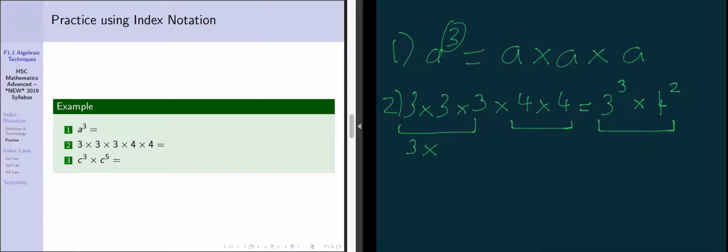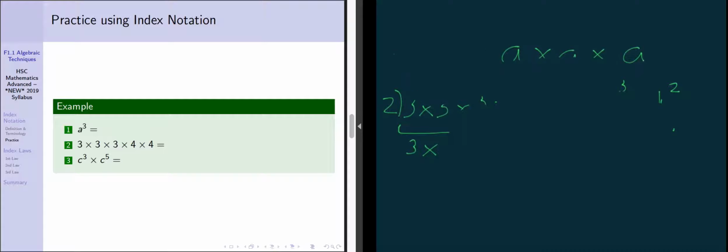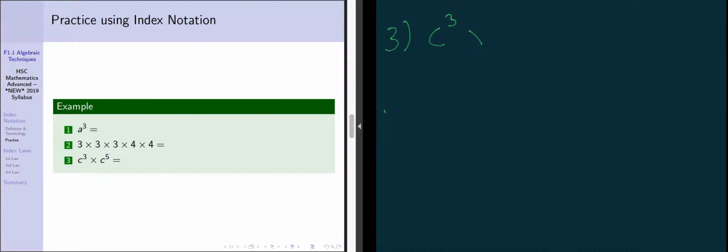And then finally, I need more space for this final one, so bear with me while I clear up the space. Question 3, we have c to the 3 times c to the 5. To work this one out, since we don't have any index laws to work with, we can just expand it. So we have c times c times c. We put parentheses just to separate them, so we can keep track of all the c's.